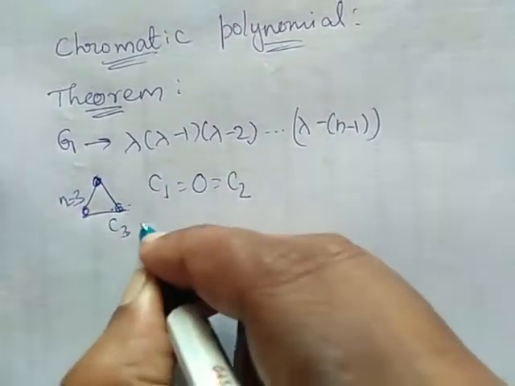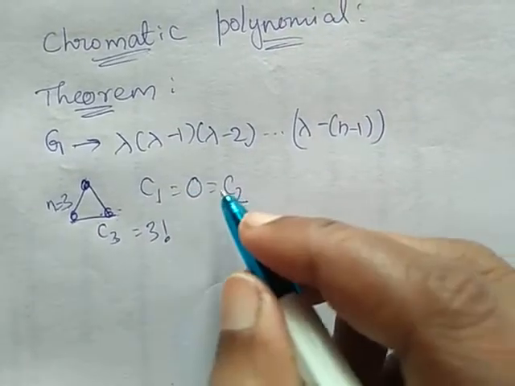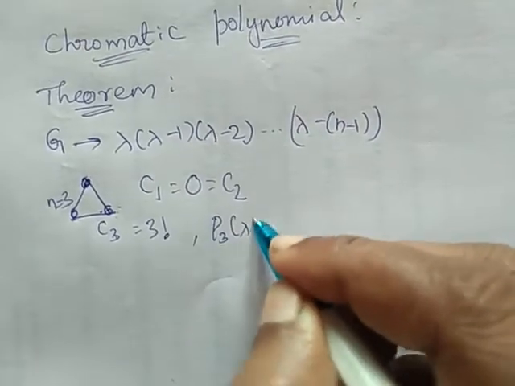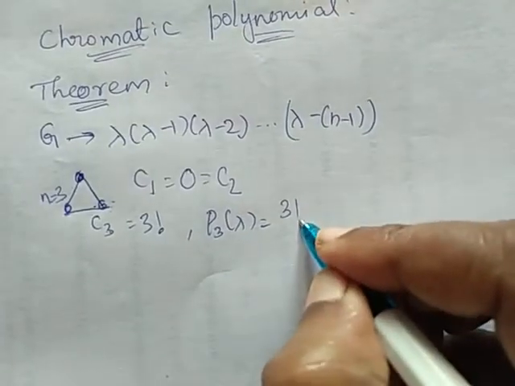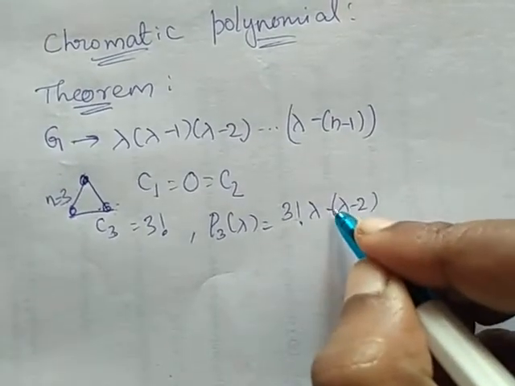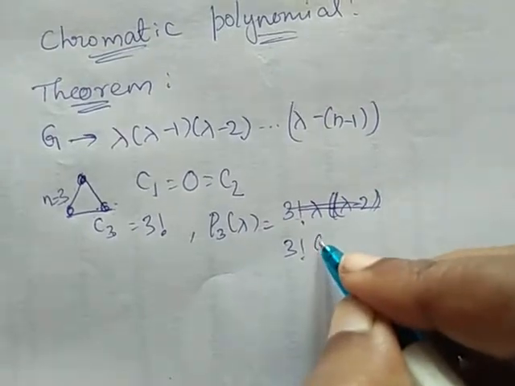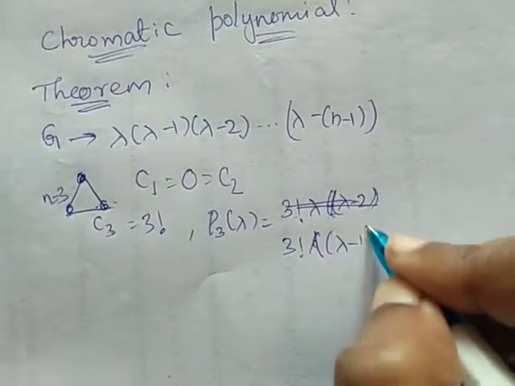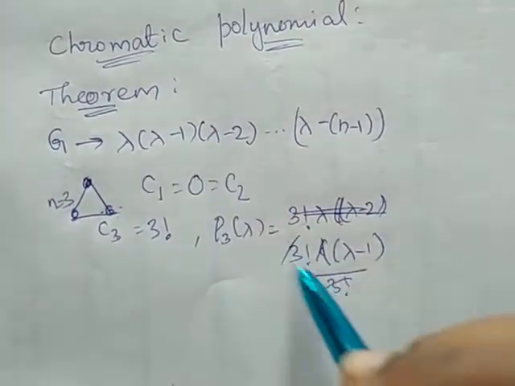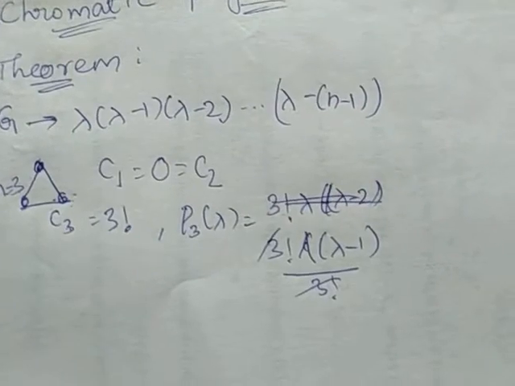So, what is the value of C3? It is 3 factorial. So, what is our formula? C1 is 0, C2 is 0. P3 of lambda is C3 times lambda, lambda minus 1, lambda minus 2 by 3 factorial, with C3 equal to 3 factorial. So, lambda, lambda minus 1, lambda minus 2. Obviously, it satisfies. Now, we are going to prove this for general cases.